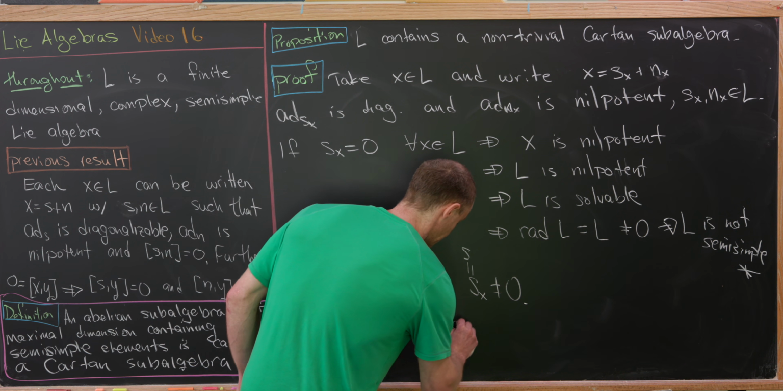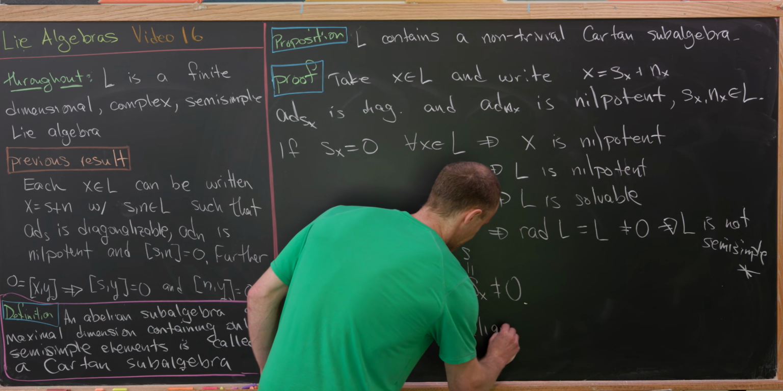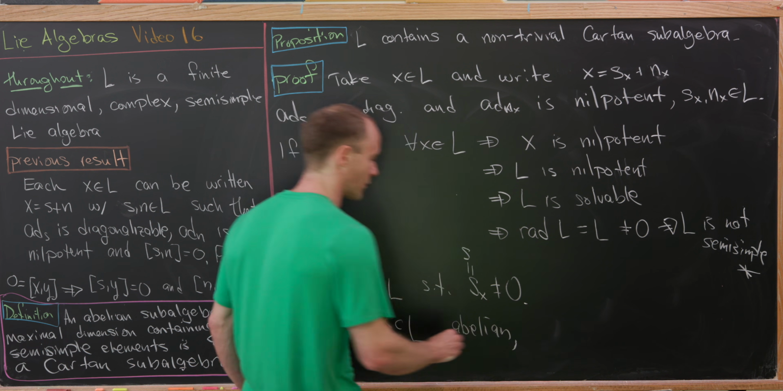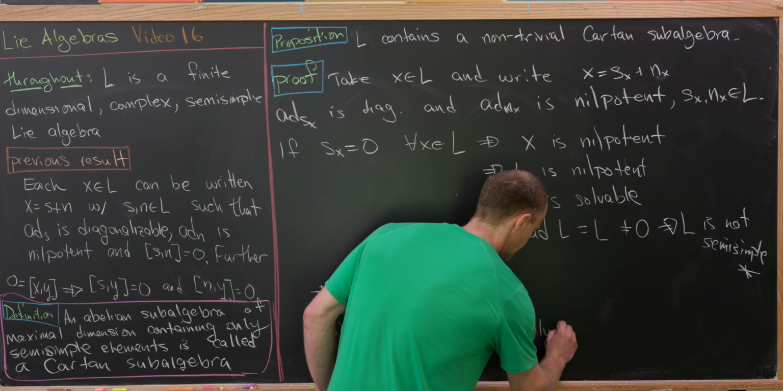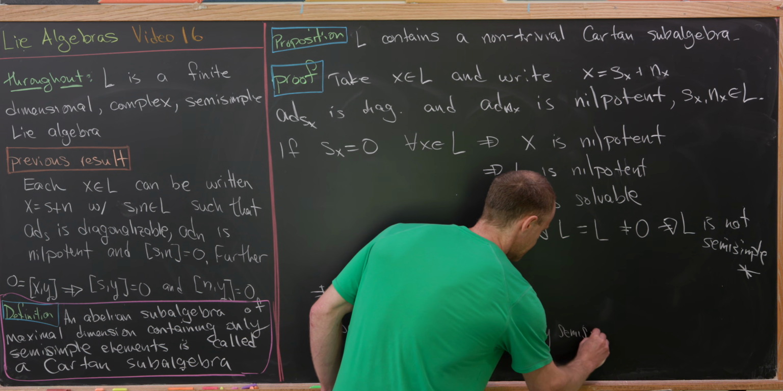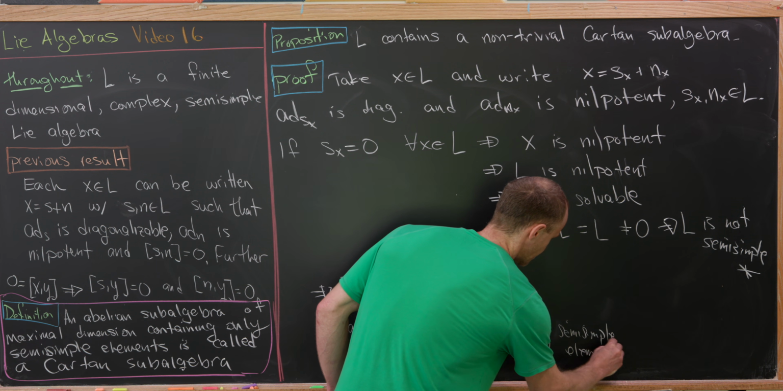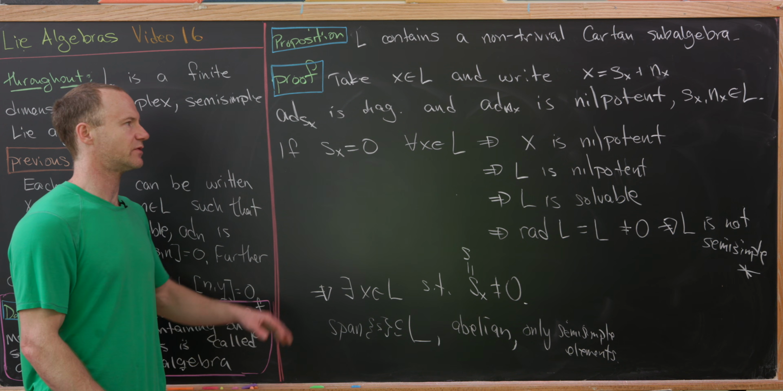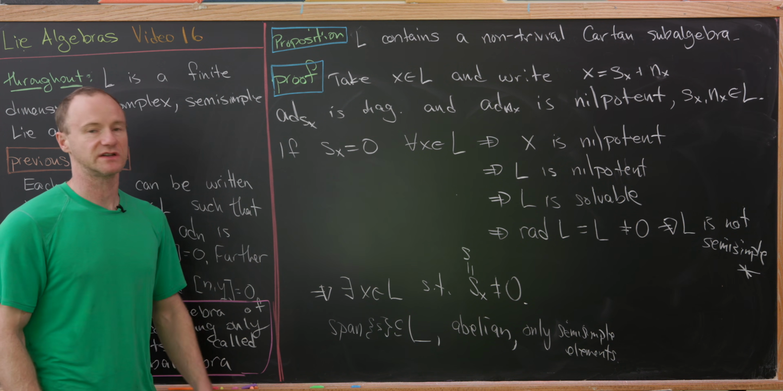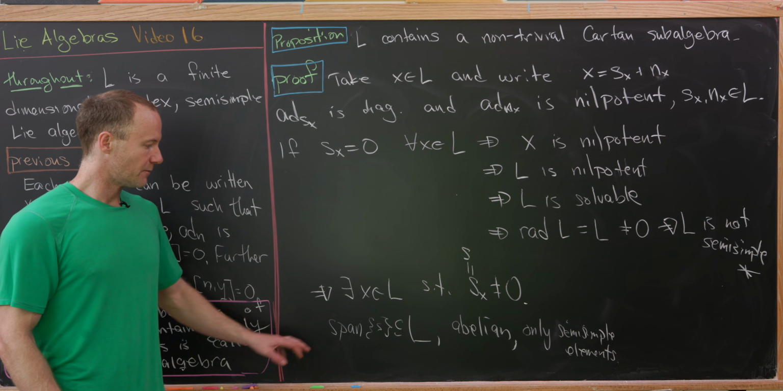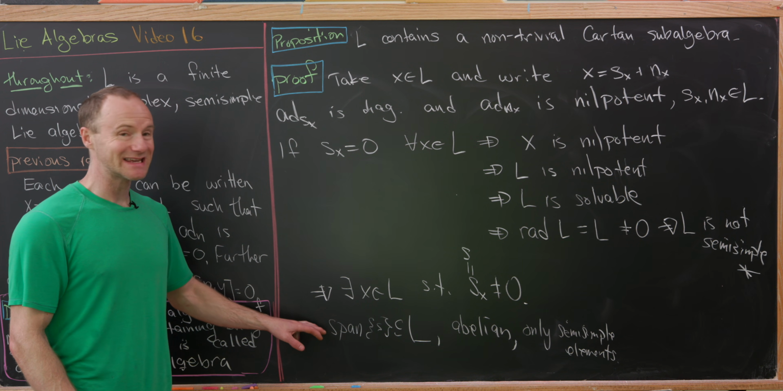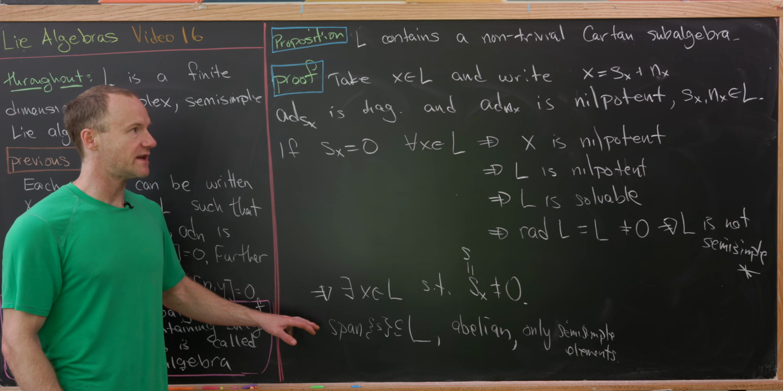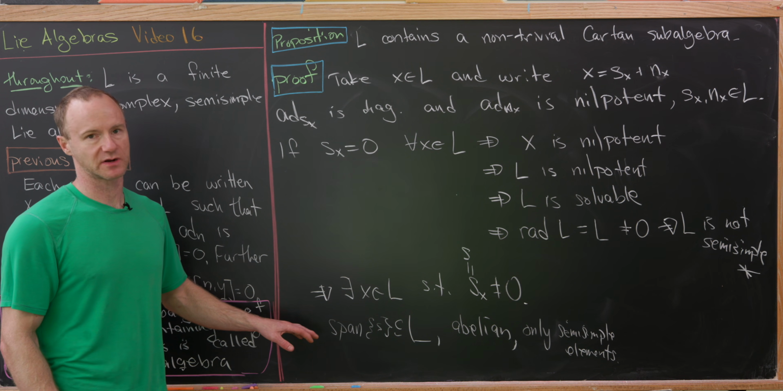Furthermore, it is abelian. Well, it's abelian because it's one-dimensional. And furthermore, it has only semi-simple elements. And it has only semi-simple elements because S itself was semi-simple by our original assumption up there. But notice that means that we at least have a one-dimensional Cartan subalgebra.